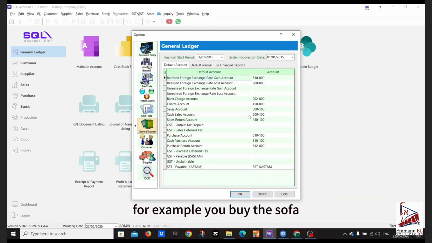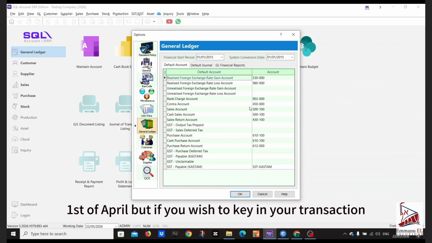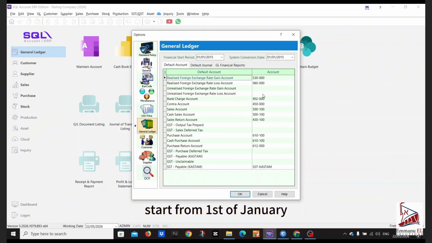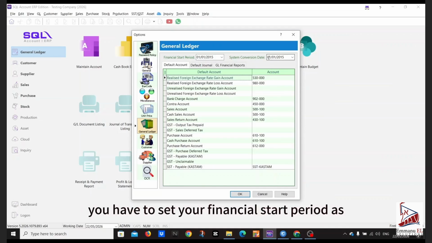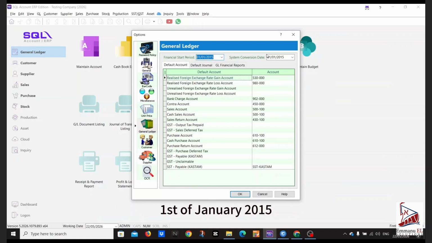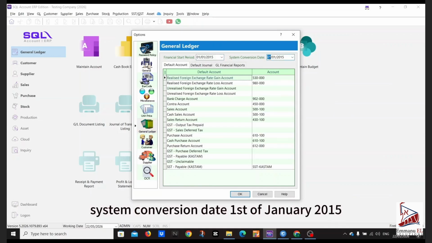For example, you buy the software 1st of April, but if you wish to key in your transaction start from 1st of January until today, then you have to set your financial start period as 1st of January 2015, system conversion date 1st of January 2015.